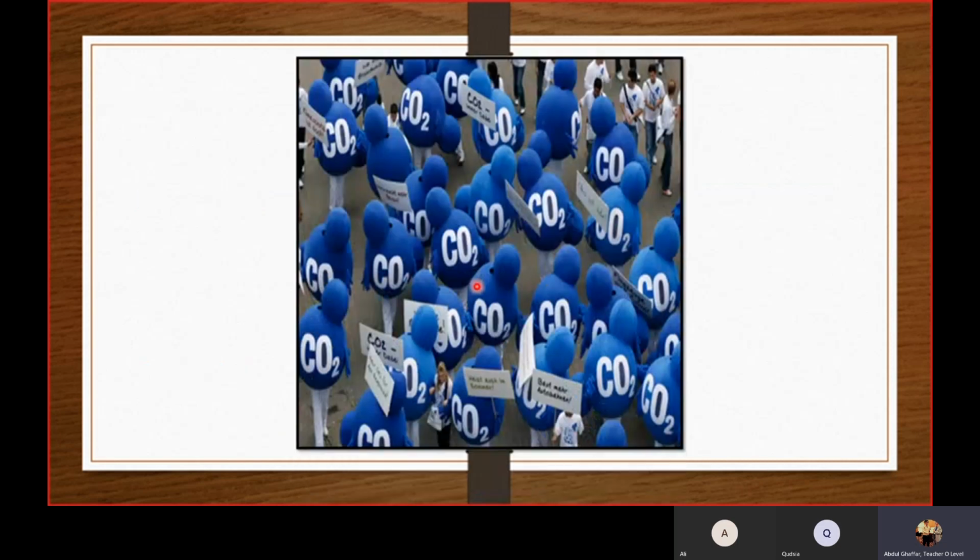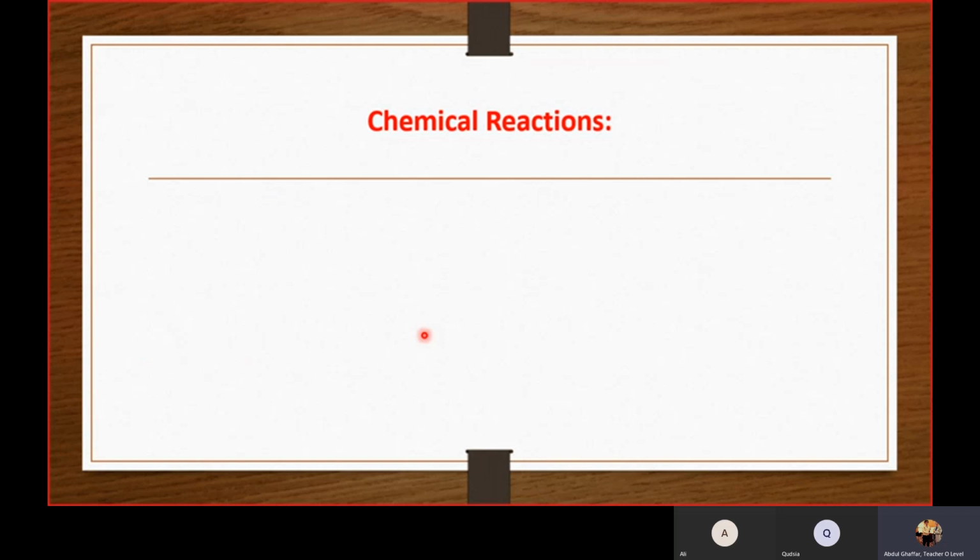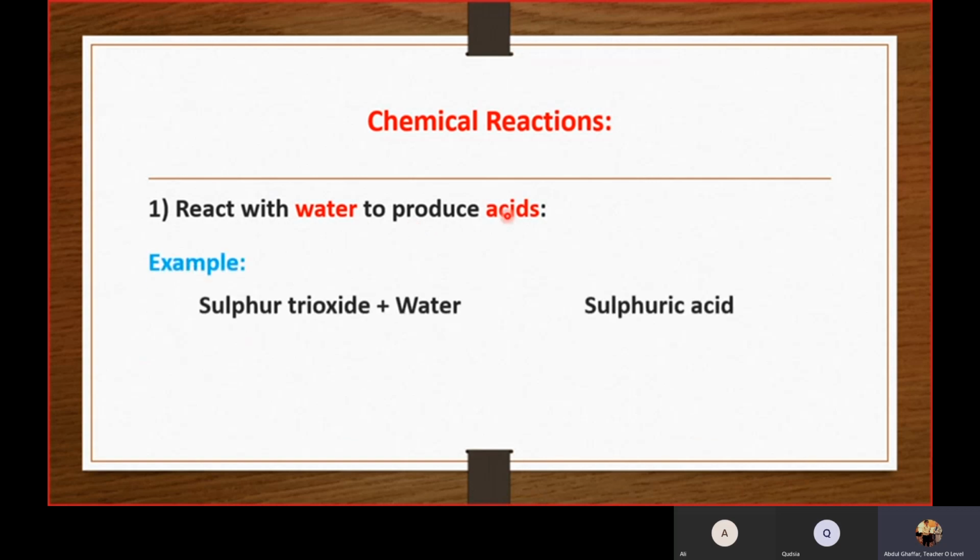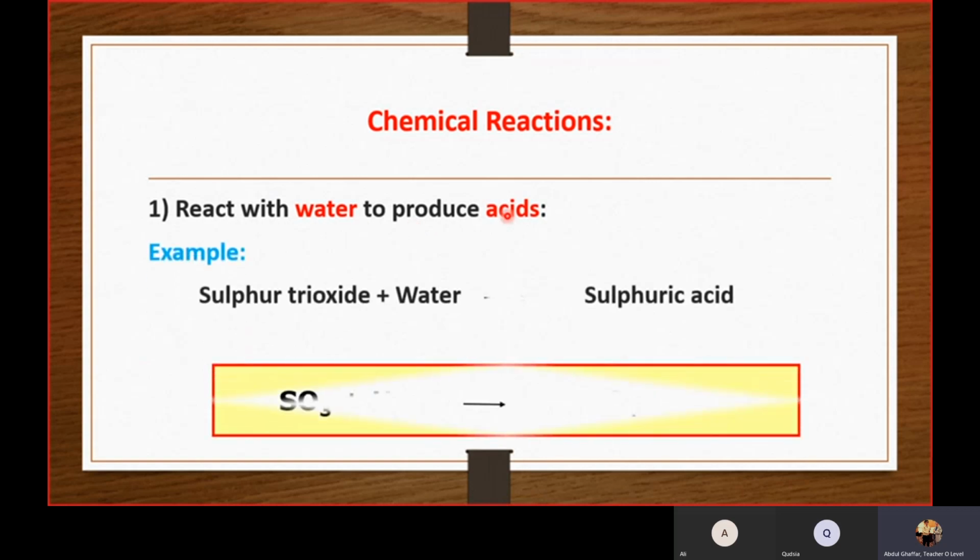Now look at the reaction. This is just one example diagram: CO2, carbon dioxide, carbon is a non-metal. Now look at the chemical reaction. It reacts with water to produce acids. For example, sulfur trioxide reacts with water to produce sulfuric acid. This is the equation.